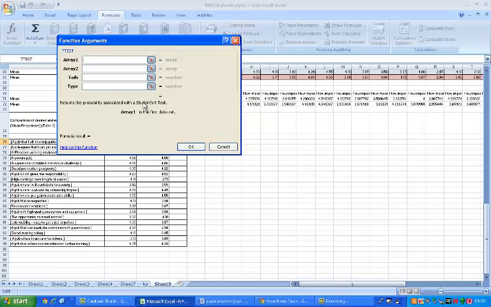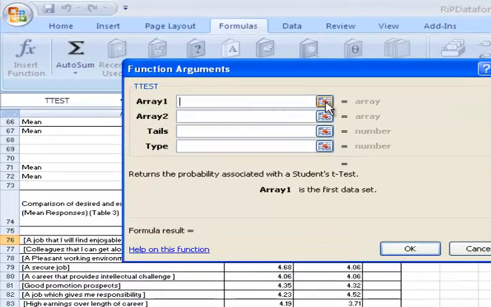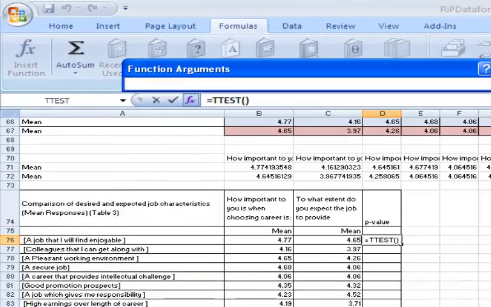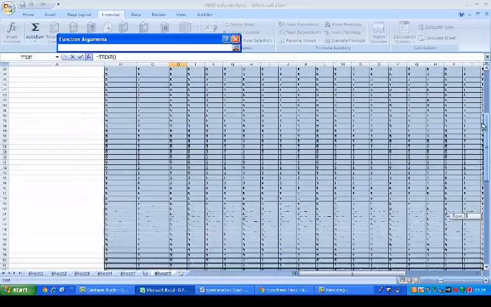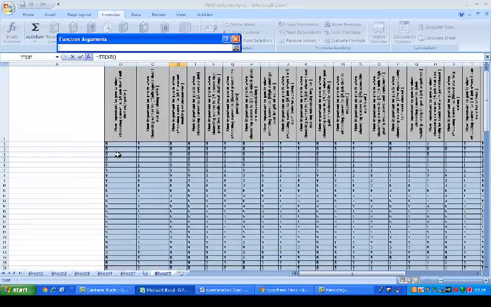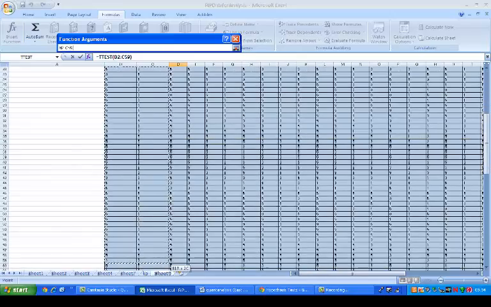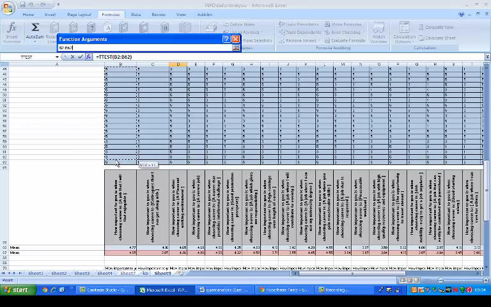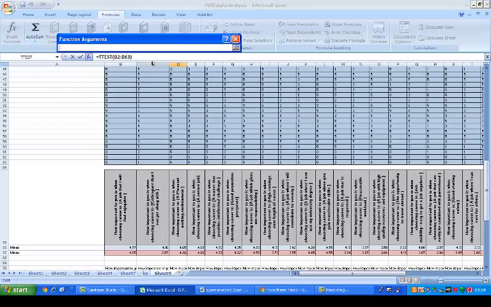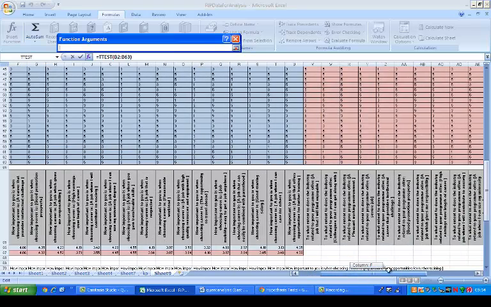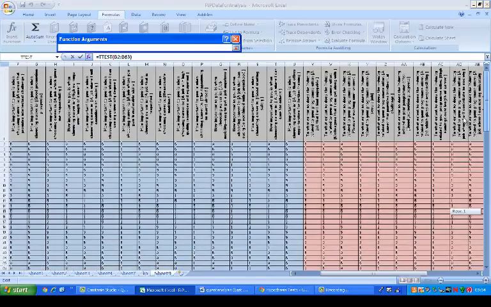There are 4 different sets of information I need to provide for the computer to do this calculation. So if I click on the little arrow, array 1 is the data for the first question. And the question, if we look here, is a job I find enjoyable. So what people think is important is this blue column. Click on the little arrow, and for array 2 I want the same question but in the pink selection, because this is what they expect.